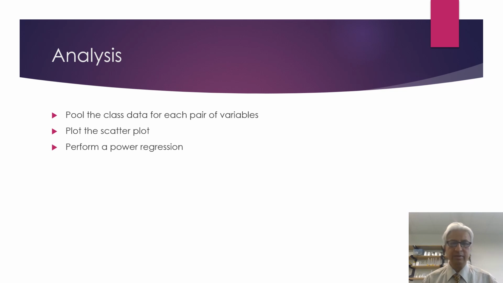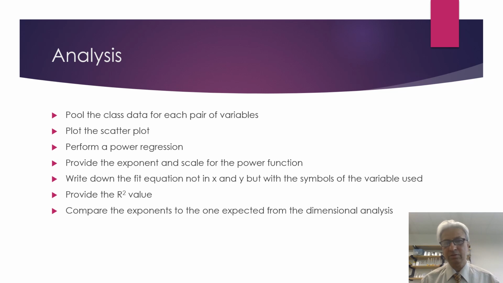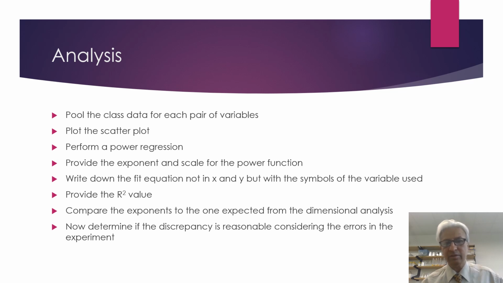Now, plot the scatter plot for each pair of variables. Perform a power regression and provide the exponent and scale of the power regression. Now, write down the fit equation not in x and y, but with the symbols of the variables, like speed in terms of radius and speed in terms of the tension, and provide the R squared values in each particular case. Compare the exponents to the ones you expected from the dimensional analysis. Please watch the dimensional analysis video before you comment on this. Now, determine if the discrepancy is reasonable, considering the errors in this experiment.